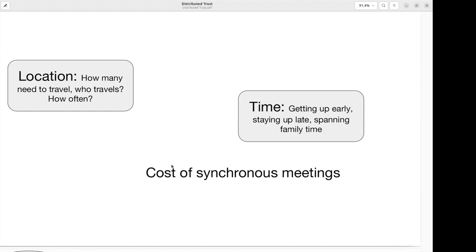However, there's a cost to these synchronous meetings. If everyone needs to be physically in the same location, people need to travel, people need to sleep in a different city, people need to get visas to get to the target location. And then the question comes up of how often do you want to do that? Even if you move stuff to virtual, like we did for the InnerSource Summit here, it may mean that some people on your team, if you're distributed across multiple time zones, have to get up early or stay up late to be in that meeting. And it may mean that your meeting spans family time. So there's a different type of cost being incurred.